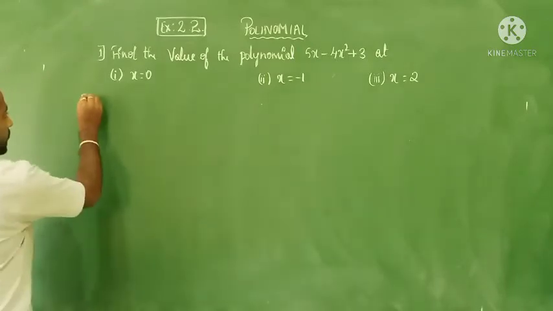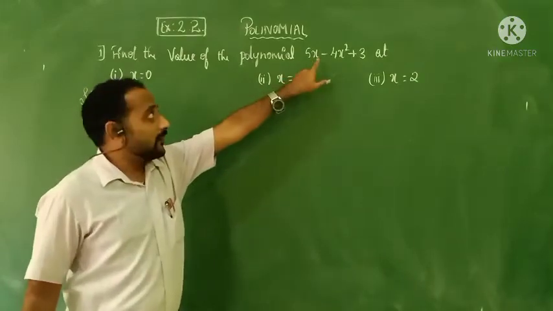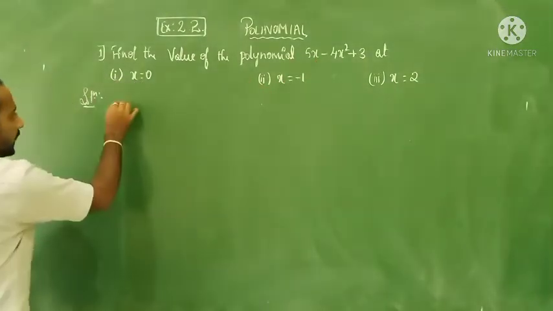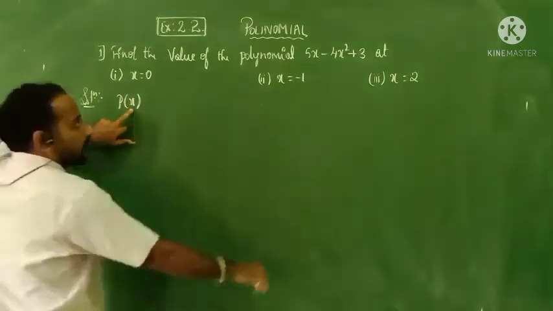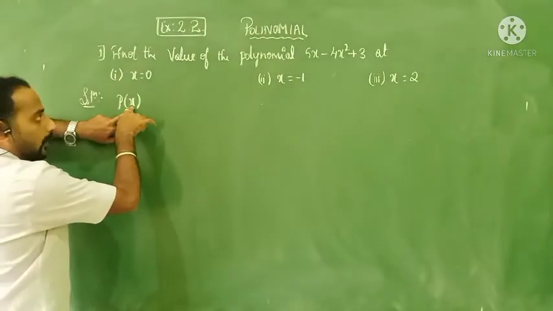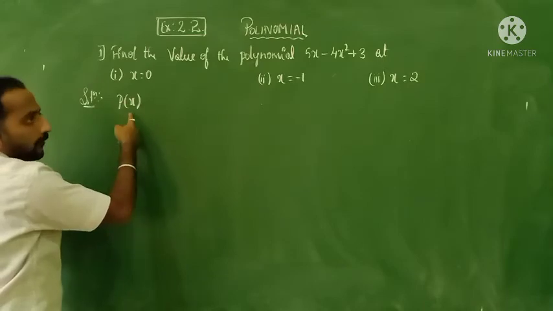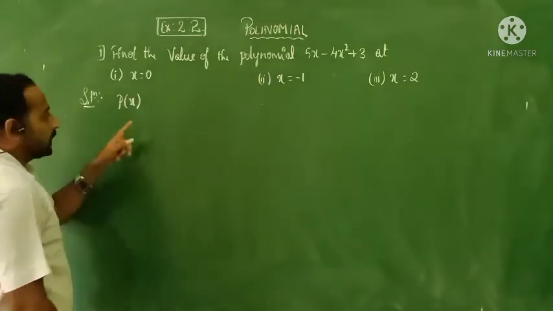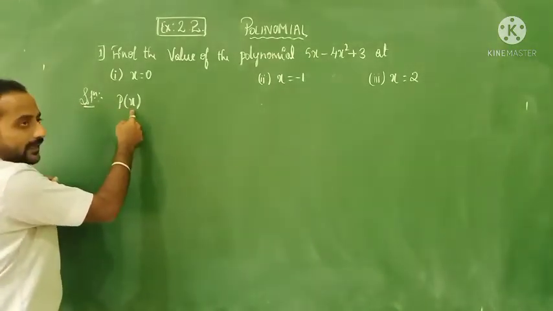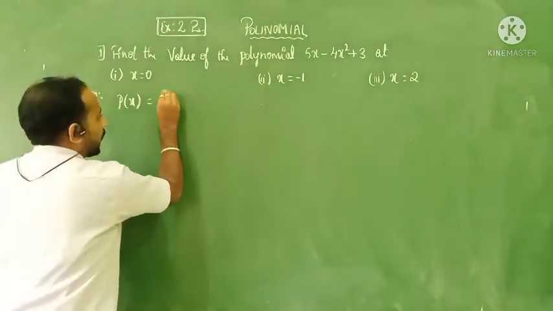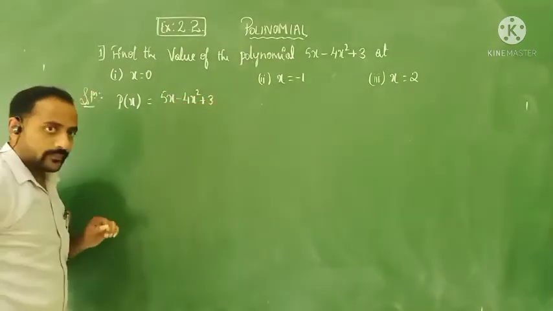What are you supposed to do first? It's a polynomial with a variable x, right? Take that as p of x, polynomial of x. If I am using y, you should use y. If I am using z, you should use z. That is p of z, p of y. Now the variable is x, so that's why it is p of x. P means it is nothing but polynomial. Polynomial of x is equal to 5x minus 4x squared plus 3.